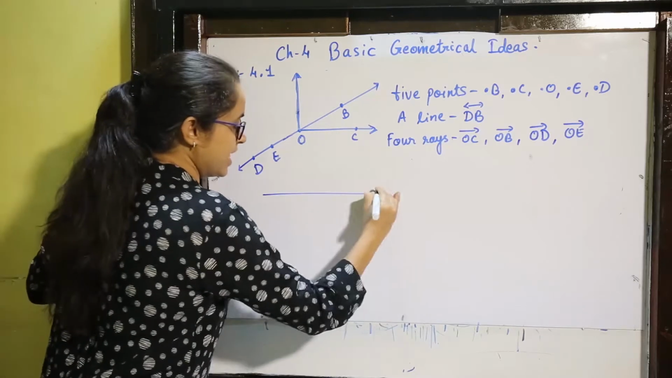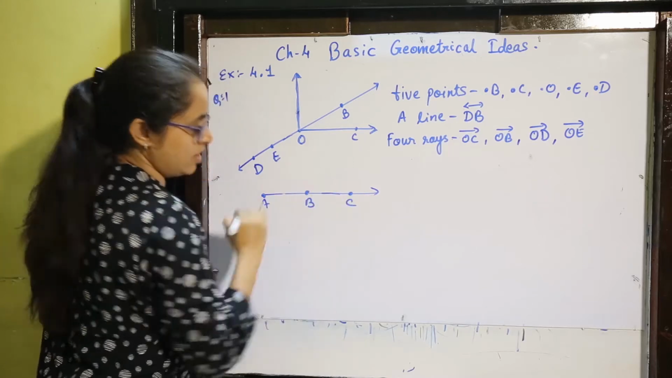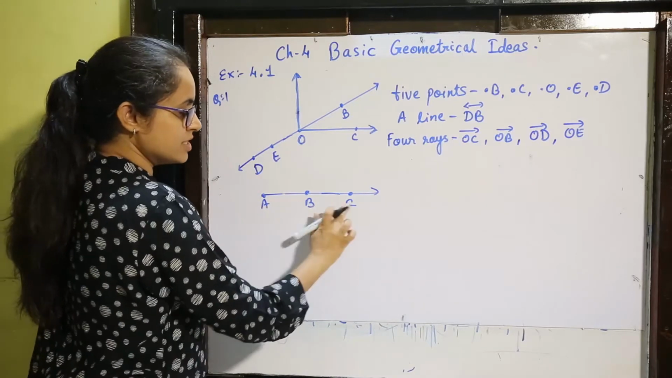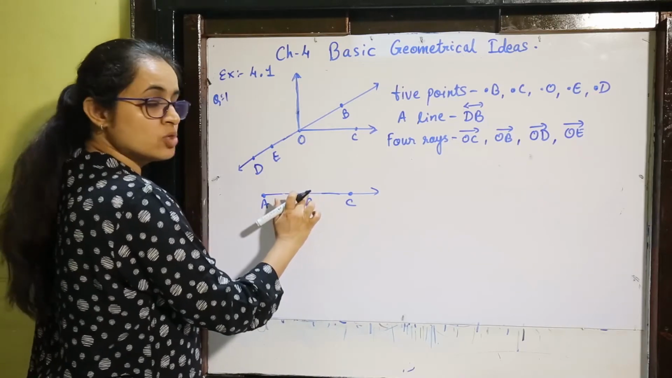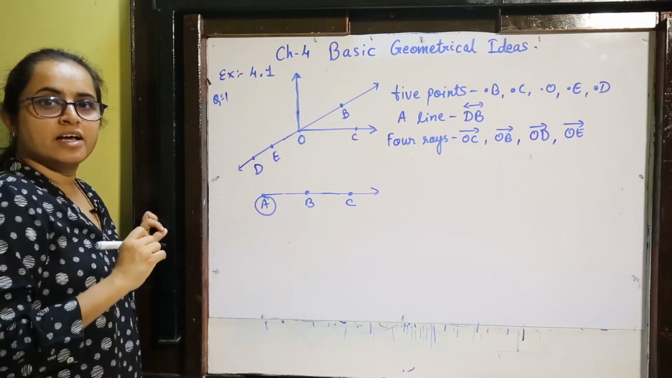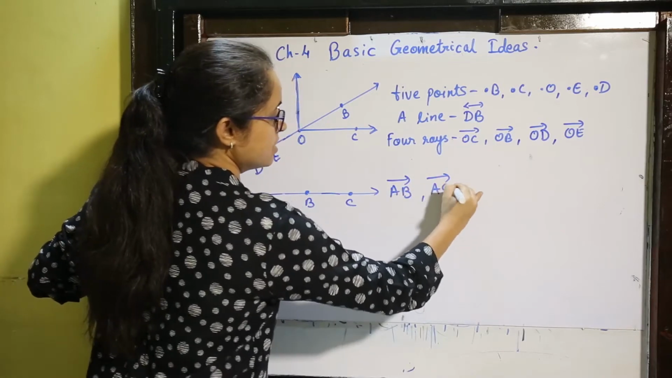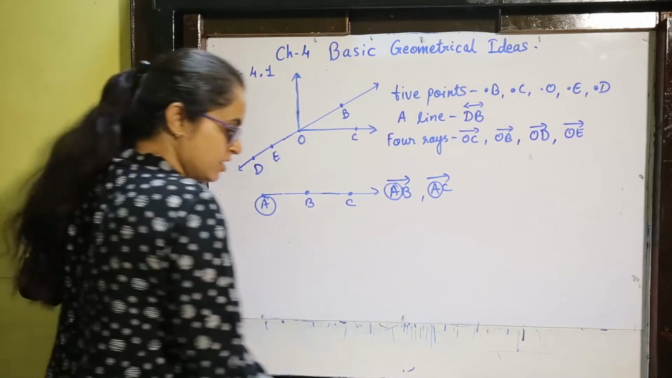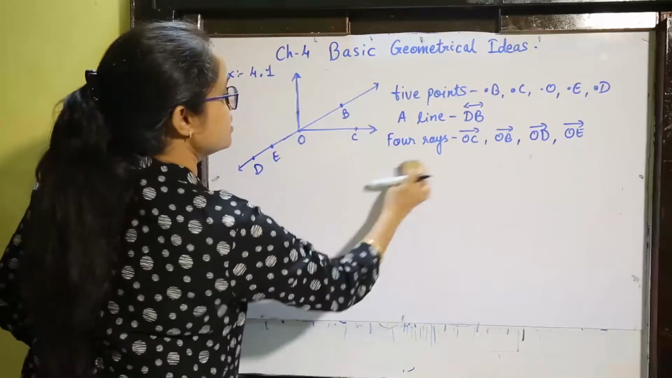So, if any ray is like this, okay, if there are any 3 points on the ray, then you can write ray AB, also you can say ray AC, but you cannot say ray BC. Why? Because B is not the origin point of the ray. The origin point of the ray is A. So, you always need to say AB and AC, means one point must be the origin point of the ray. Okay? So, this is an example. You do not need to write this example, but you need to write this along with me.